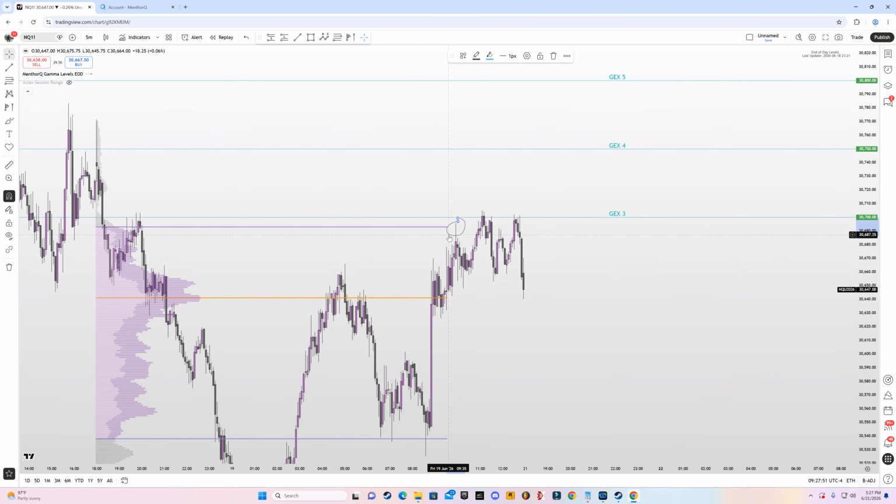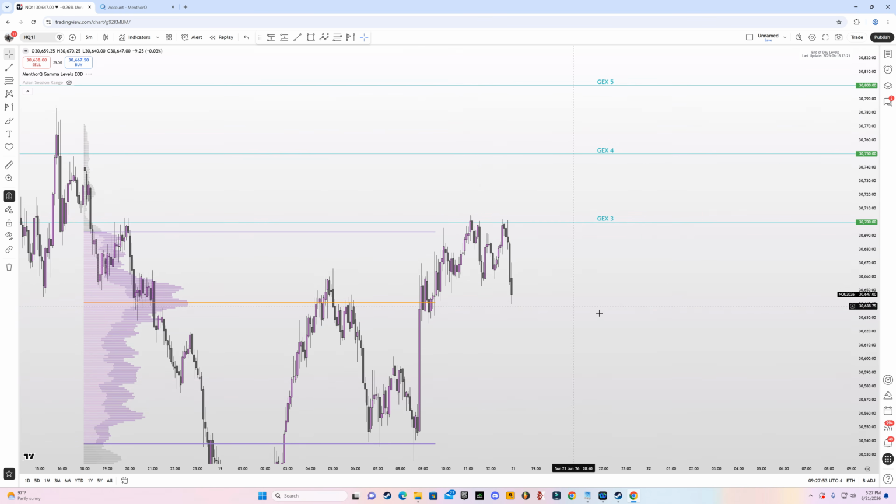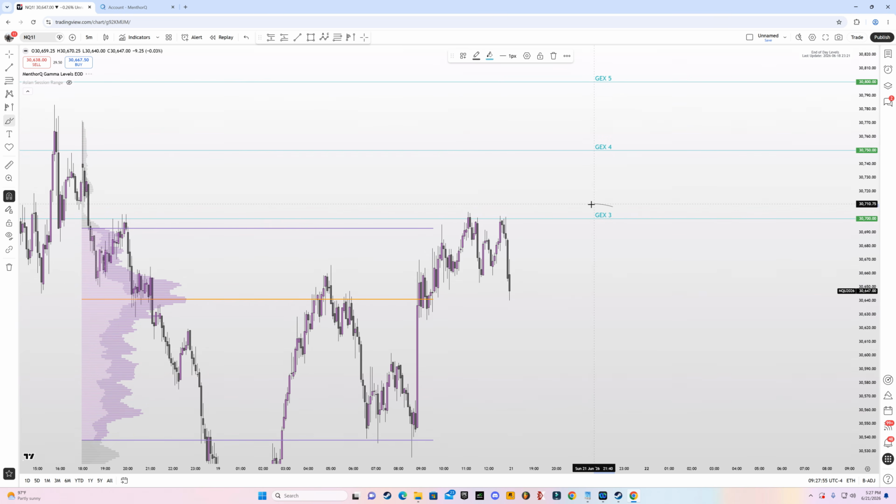So a lot of people would take this failed auction setup to the downside, but it failed. Why? Because we had the GEX3 level right here. This is your key level. This is how the options move, guys. This is how the big markets are hedging, right?